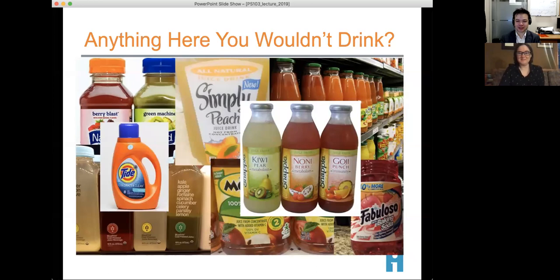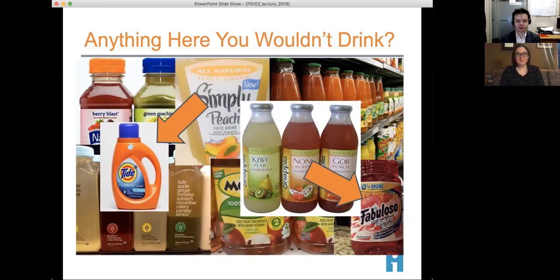So on that, we'll move to the next slide. Again, there are actually two things on this you wouldn't drink. So the Tide and the Fabuloso baking soda. So Mandy has picked that up, which is really good spotting. Yeah. So what is it that in these pictures makes it obvious that you don't want to drink it?